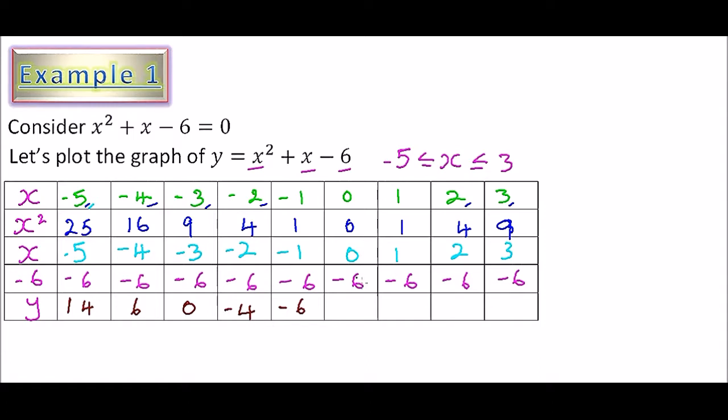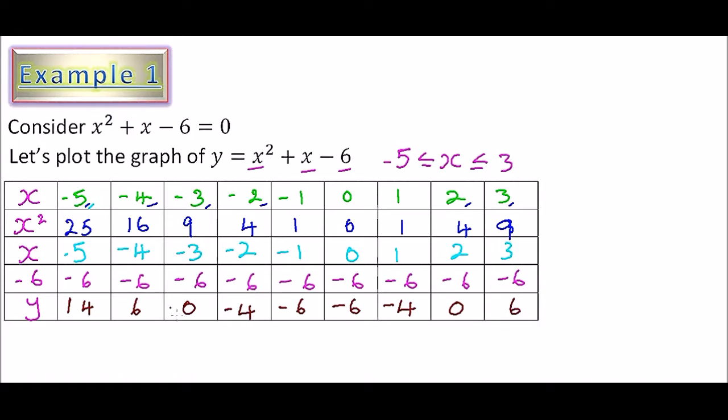0 plus 0 is 0. Minus 6 we get minus 6. 1 plus 1 is 2. 2 minus 6 we get minus 4. 4 plus 2 is 6. 6 minus 6 is 0. 9 plus 3 is 12. 12 minus 6 we get positive 6.